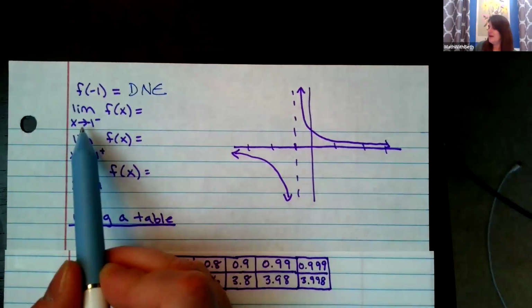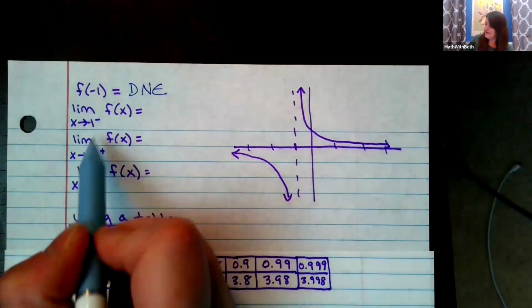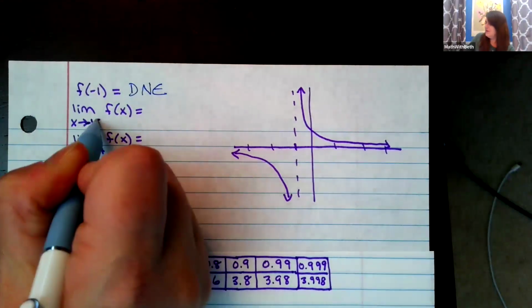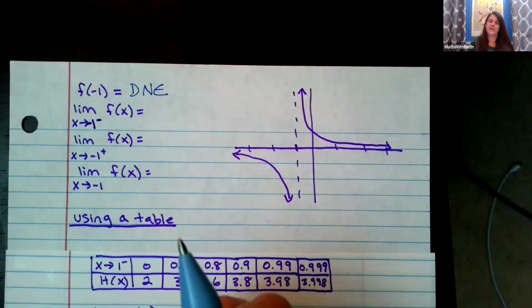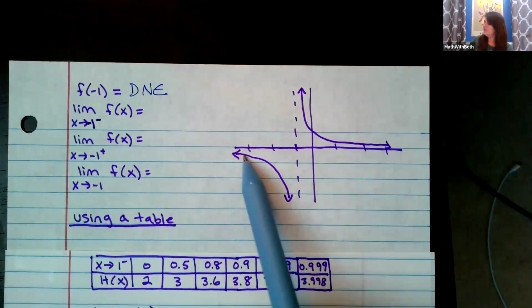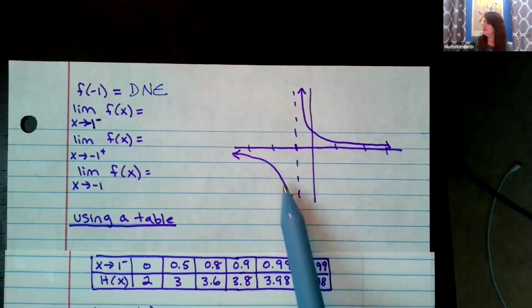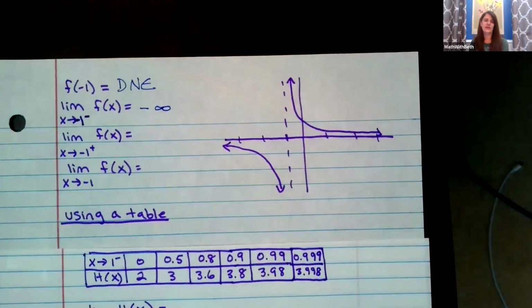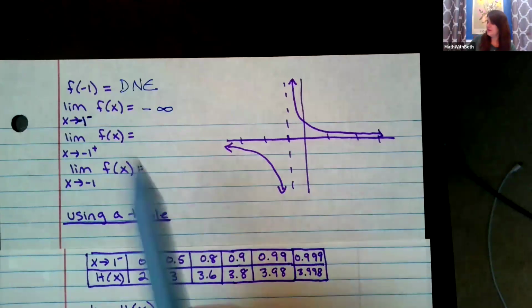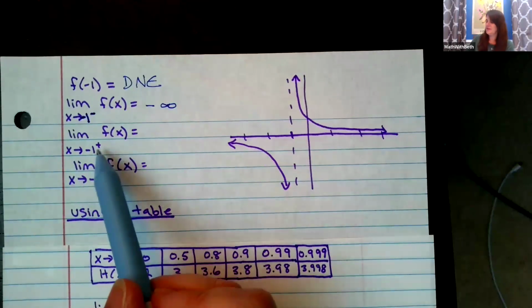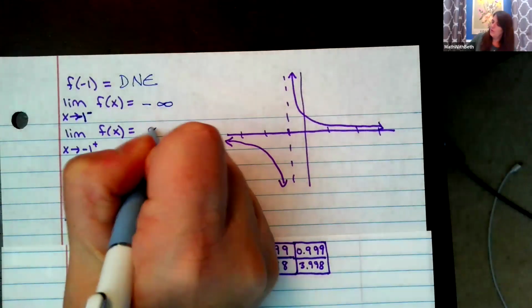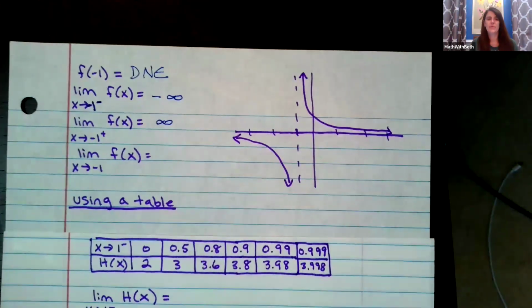But for the limit at -1 coming from the left, these negatives get a little confusing. So make sure you understand this negative means -1, but this little negative up here means we want to come from the left. So coming from the left, the graph heads down, down, down forever as we get closer to x equals -1. Now let's do the same thing, approach -1, but from the right side. Coming from this way, as we get closer to -1, we go up forever. So this time the answer is positive infinity.